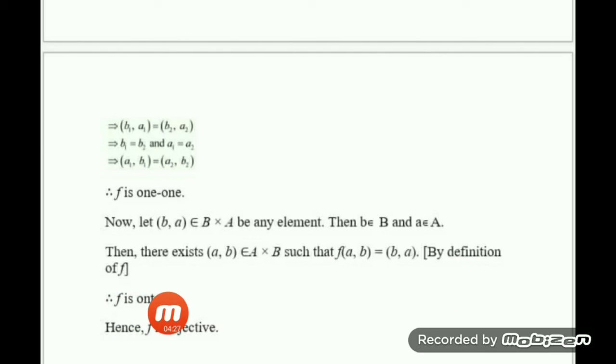f is onto. Now lastly, one line you write down: since f is 1-1 and onto, hence f is bijective. This completes the proof. Hope you understand. Thank you.